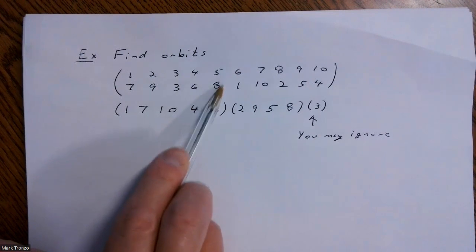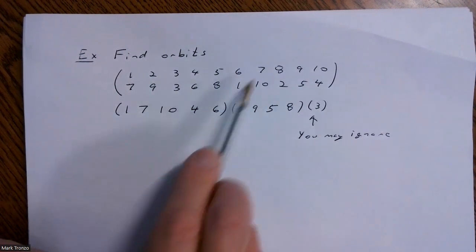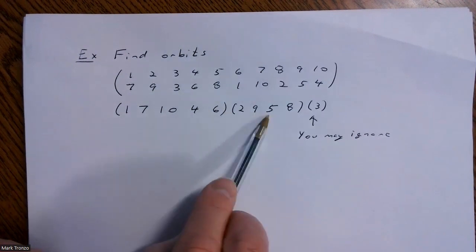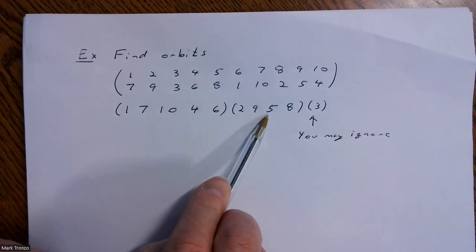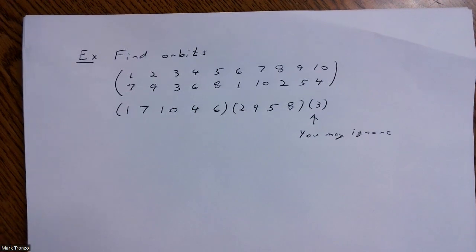So, and then go to 5. 5 is here. 6 is here. 7's here. 8's here. 9 is here, and 10's here. So I guess we're done. It looks like it's just those 2 if I didn't goof anything up. Any questions on that?